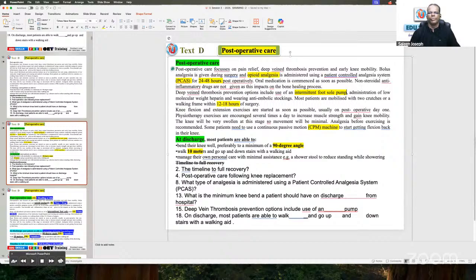Full recovery. What does post-operative care mean? Management for recovery, right? Post-operative care is given for full recovery. So ultimately, the heading itself gives you a clue: the time to full recovery, post-operative care. This is from the D paragraph.